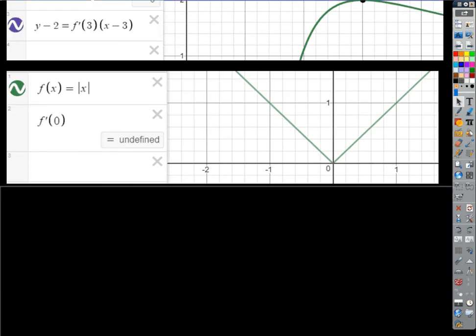How about this one? We've got an absolute value function. That's obviously a relative minimum, right? We can see that's a valley. How come? What's going on there? Well, f prime of 0 is undefined. Okay?